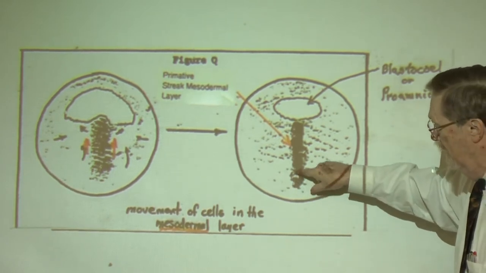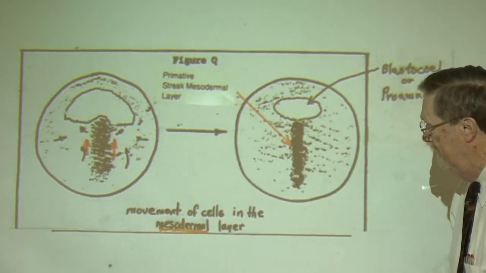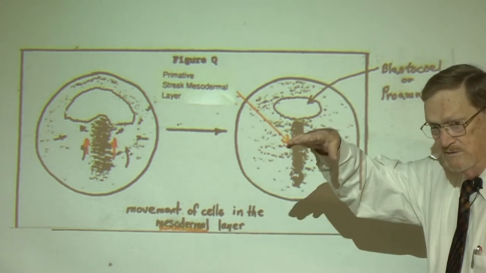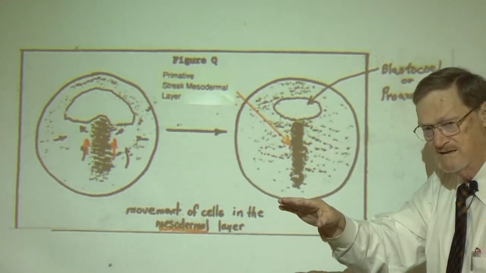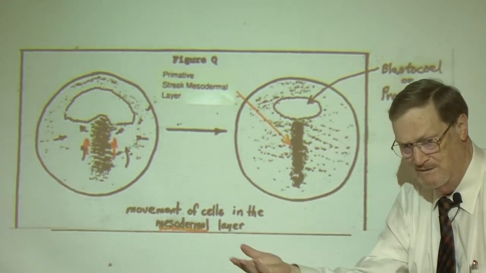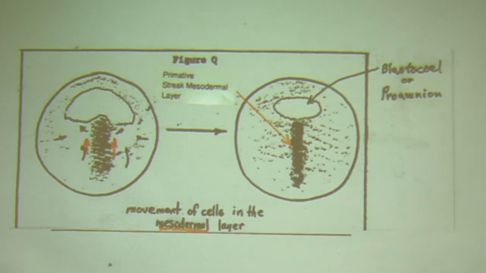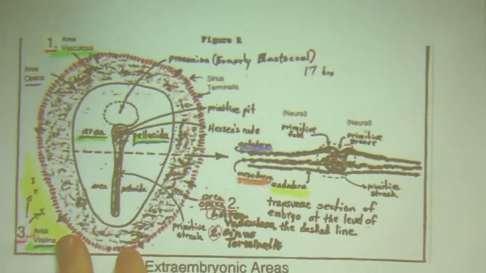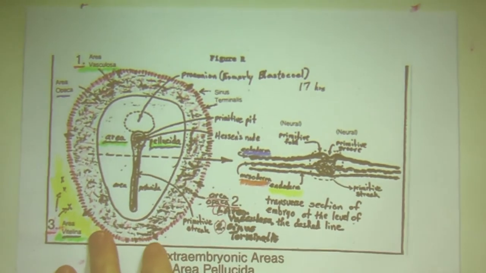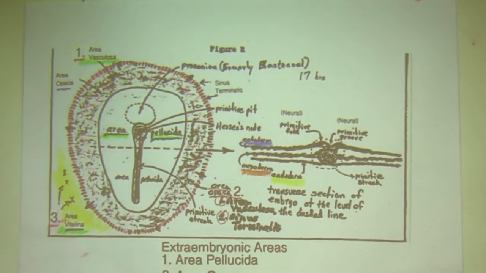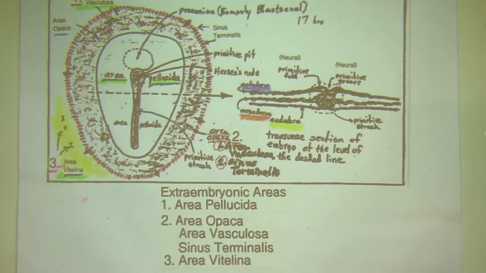This is an elongated primitive streak made of ectodermal cells on top, mesodermal cells in the middle, but not the endoderm cells underneath. Nope, that didn't happen. It's gonna get even busier here in just a second. In figure E, we see what happens later. This is the embryo now.